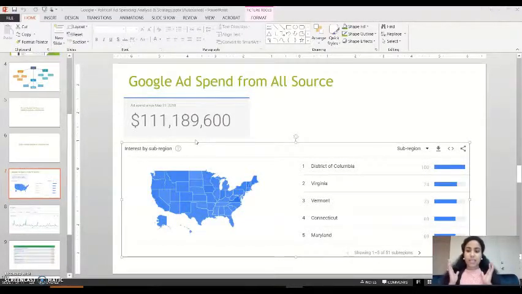And on the bottom, we see the interest by subregion for politics. For the topic politics is distributed in the map over here. And on the right side, we see the top 5 states where the search for politics related topics were the most. So District of Columbia, Virginia, and Vermont were the first 3.